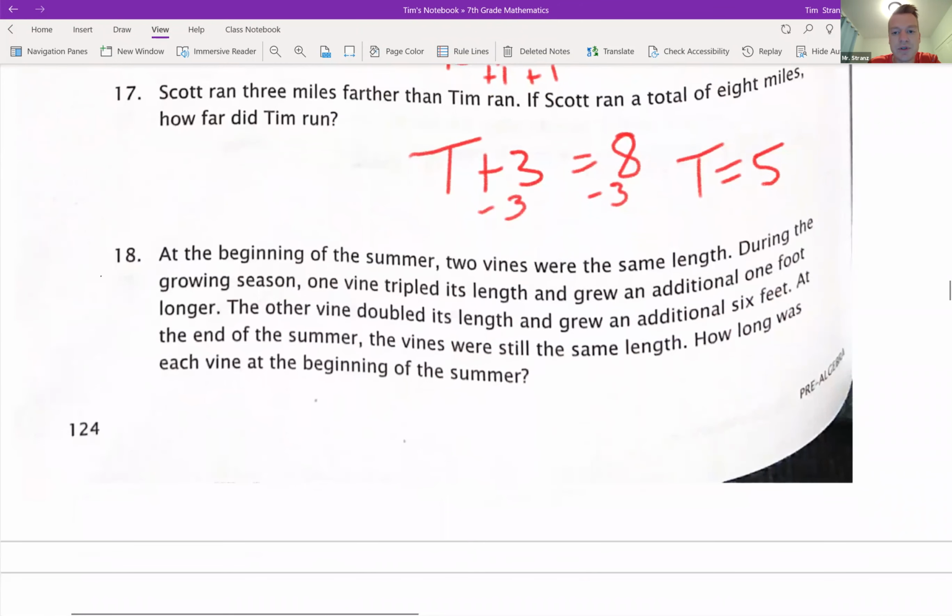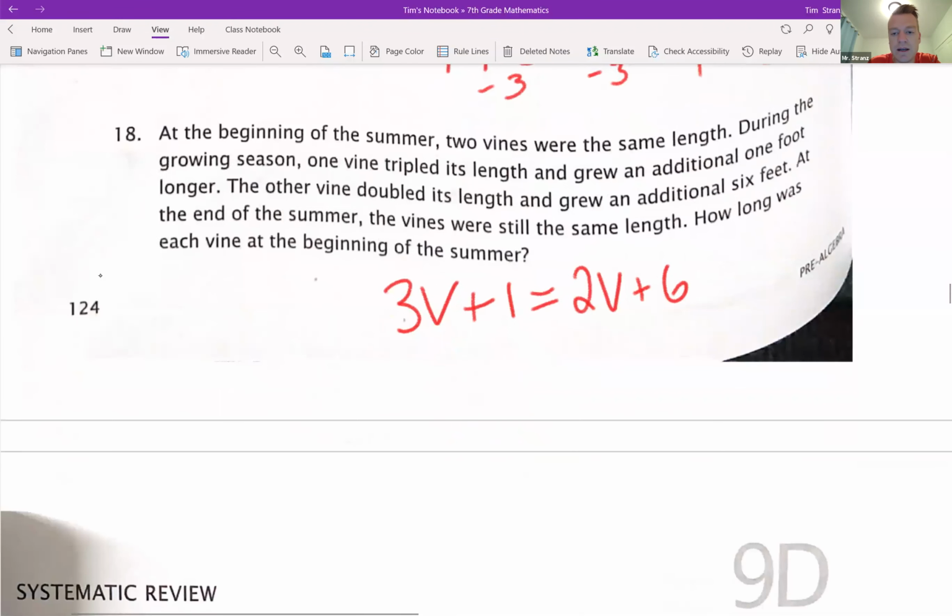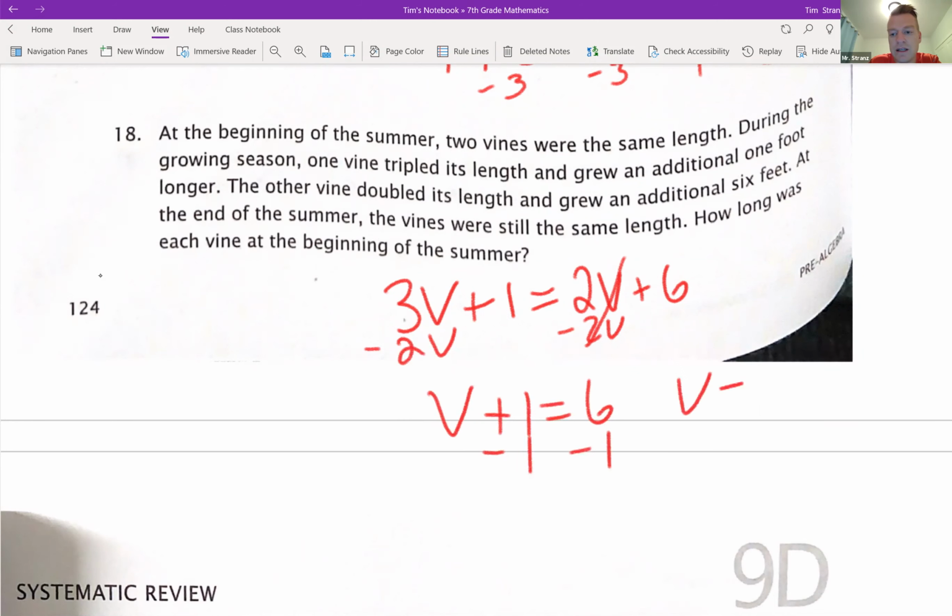At the beginning of the summer, 2 vines were the same length. During the growing season, 1 vine tripled its length and grew 1 foot longer. The second vine doubled its length, so 2 times the length, and grew 6. Once again, we need to subtract 2v from this side to get rid of it. Subtract 2v, left with 1v plus 1 equals 6. Subtract 1, v equals 5.